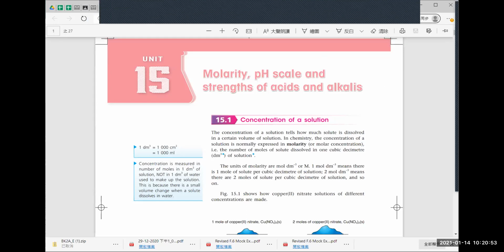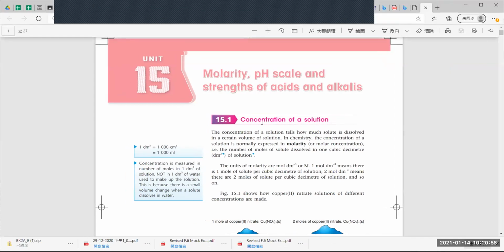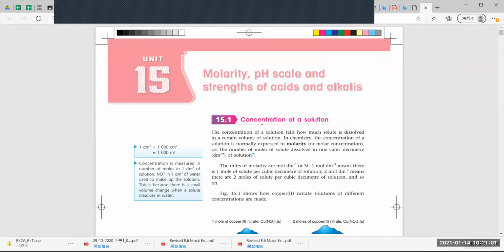The book, can you see that? It's 15. It is on molarity, the pH scale, and strong and weak acids and alkalis. It seems those pieces of information are a little bit fragmented, but some of them are interrelated. So it's chapter 15 in your book, page 44. It's time to get to know more about the calculations part.